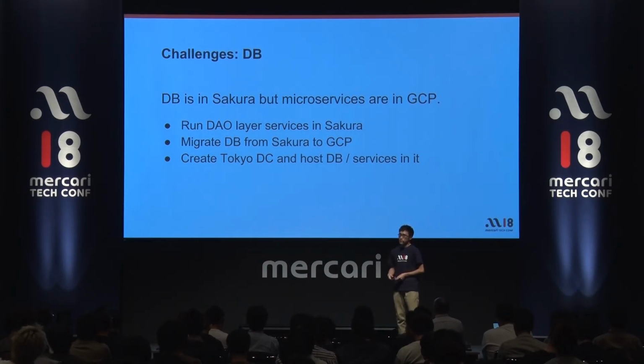And that's why we will try the third step, which is to create a Tokyo data center and host some of the databases and services in it. And the idea is to have the Tokyo data center act as kind of a middleman between the GCP data center, which is in Tokyo, and the existing data center in Hokkaido.